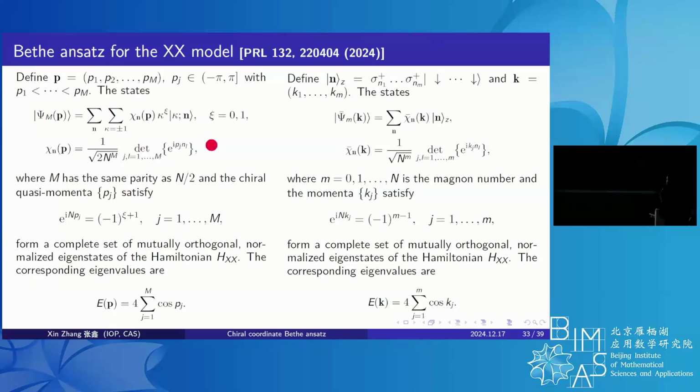And for the conventional one, when we use the all spin down state and the spin flips, we can also have the same result, but the difference is what we see. Now we have 2 branches here, but there's only 1 branch. Another difference is that the number of Bethe roots can be an arbitrary integer from 0 to capital N, but here the number of Bethe roots can only have the same parity as N over 2.